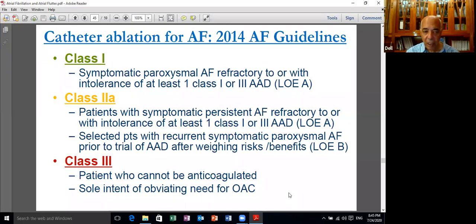Class 3 indication is the patients who cannot be anticoagulated, or the patient where the sole intention of ablation is to obviate the need for anticoagulation. The reason is that even if the patient goes back to sinus rhythm, we apply the CHA2DS2-VASc rule and anticoagulate the patient according to that. The risk factors for thromboembolism are not related to atrial fibrillation in the first place. They're related to the comorbidity that has been abbreviated ably by the CHA2DS2-VASc score, as we alluded to.